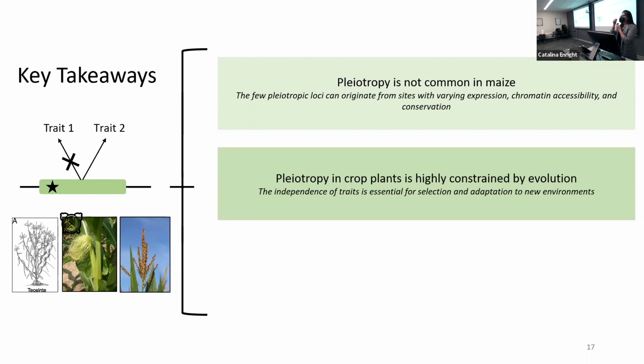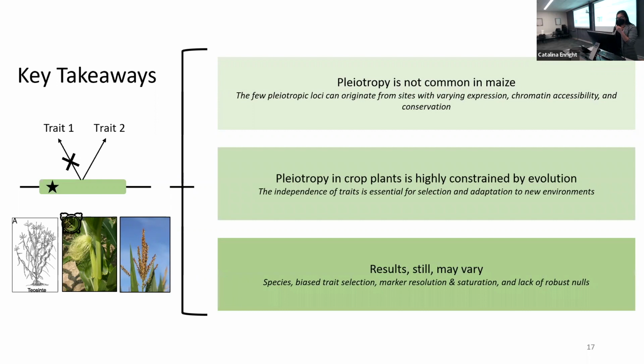And this makes sense because the independence of traits is essential if you're going to adapt new varieties to new environments. That's especially true out in the wild, and also within breeding programs. Independence is nice to have. Also, results still may vary by the type of species that you use, the types of traits that you look at, the marker resolution and saturation, and of course, not having a robust null to actually compare all of your results to, which we have here.